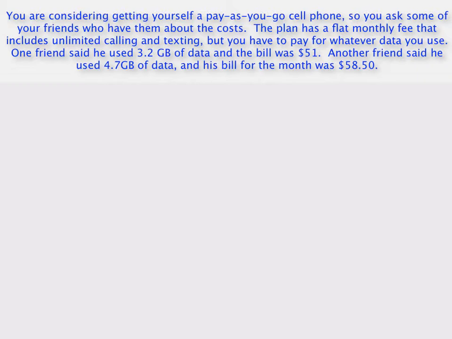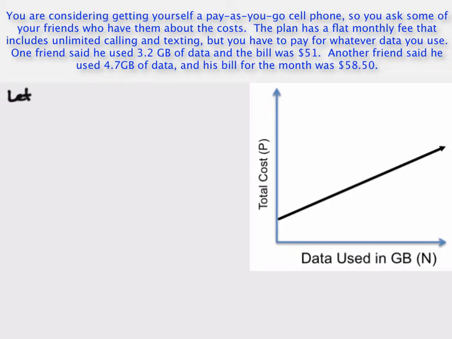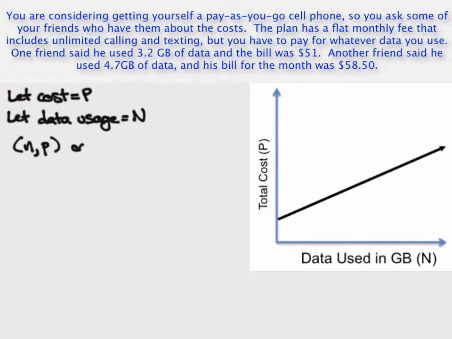All right, first things first, we've got to define our variables. Let's let the independent variable be our data usage, and we're going to measure this in gigabytes, and we'll call that N. And let's let our dependent variable be the cost, and we'll call that P. So, all of our ordered pairs in this case will be of the form N, P, or data usage, cost.